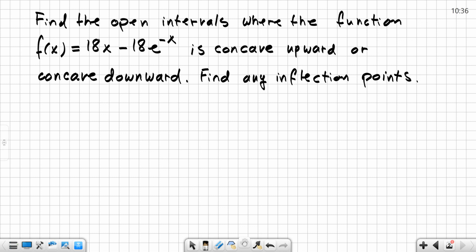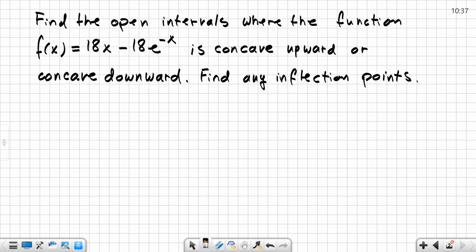Find the open intervals where the function f of x is equal to 18x minus 18 times e to the negative x is concave upward or concave downward. Find any inflection points. All right. So this is a very weird function. We do not really know immediately what the graph of such function looks like. But we have our methods to find out where it is concave upward and concave downward.